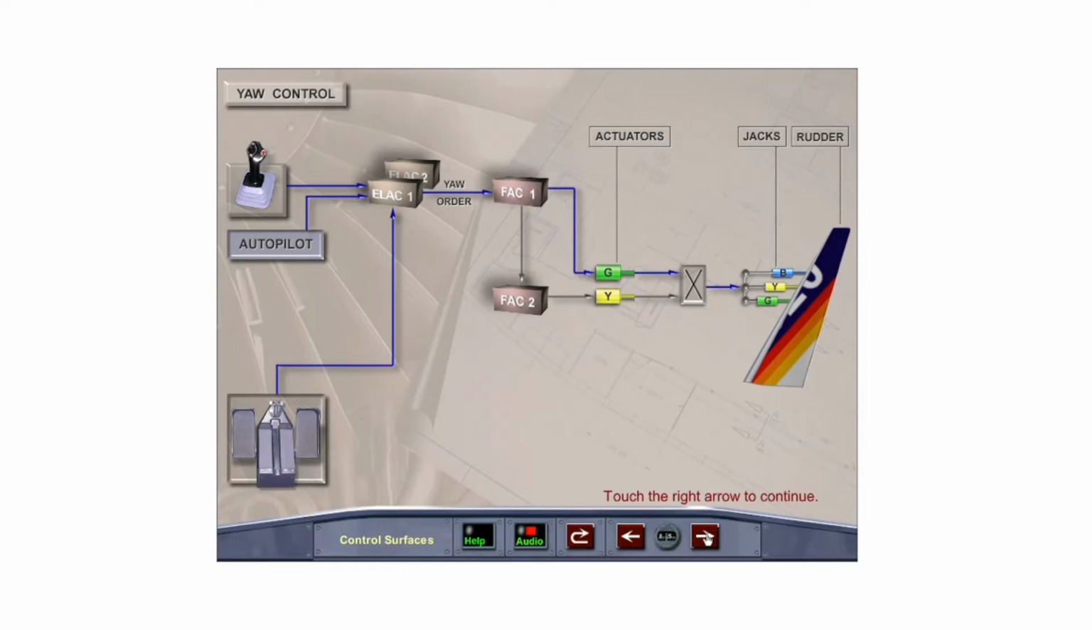Yaw control is provided by a single rudder panel driven by 3 independent hydraulic jacks operating in parallel. ELAC 1 computes yaw damping and turn coordination orders from the side stick, autopilot, or rudder pedals, and transmits these orders to FAC 1. FAC 1 controls an actuator powered by the green hydraulic system, which in turn drives all 3 rudder hydraulic jacks. FAC 2, along with a yellow actuator, operates in the standby mode, ready to take over in case of a failure. There is no feedback to the rudder pedals from the yaw damping and turn coordination functions.